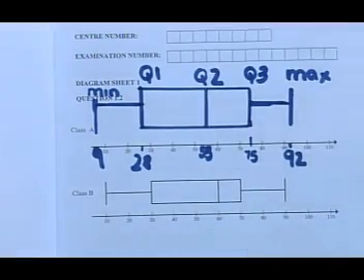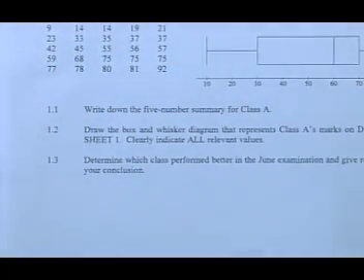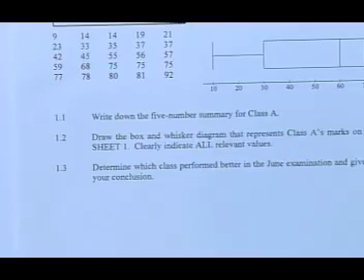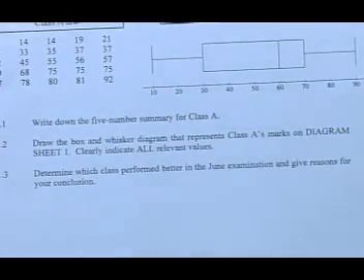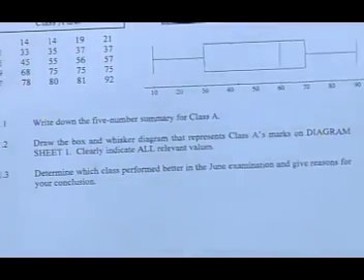And the next question that they asked us was, determine which class performed better in the June exam. Determine which class. Listen to the question. Determine which class. You have to answer the question. So I'm going to go back to my box and whisker. Learners, just listen very carefully. The question was, which class performed better? You either have to say class A or class B. That is how you're going to answer your question.